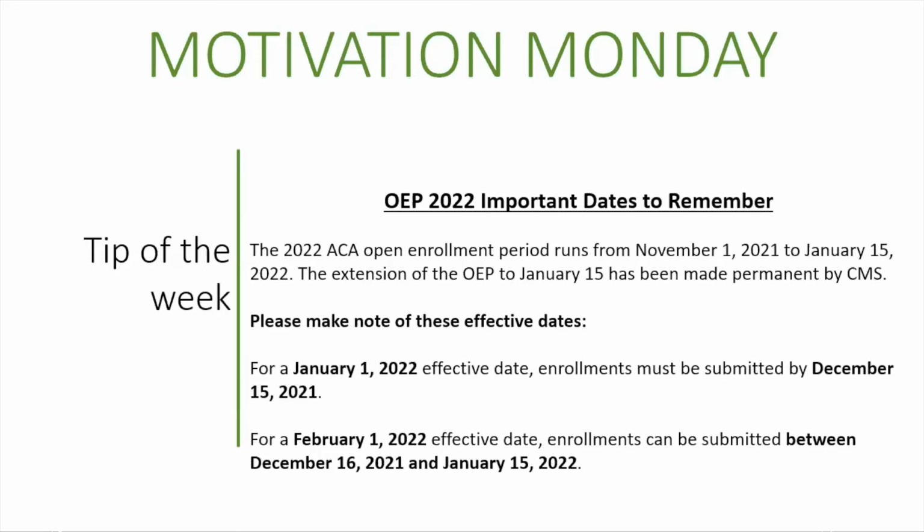For any policy that you want to have a January 1 effective date, enrollments must be submitted on or by December 15th. Again, for any policy that you want to go into effect for January 1, you must submit that application no later than the 15th of December. Now, for policies that you want effective February 1st, again, remember, this is OEP. This is extended, but if you want a policy effective February 1st, enrollments must be submitted between December 16th and January 15th. So guys, this is very important. Please don't miss out on this information. If you need, please take a print screen of this information.